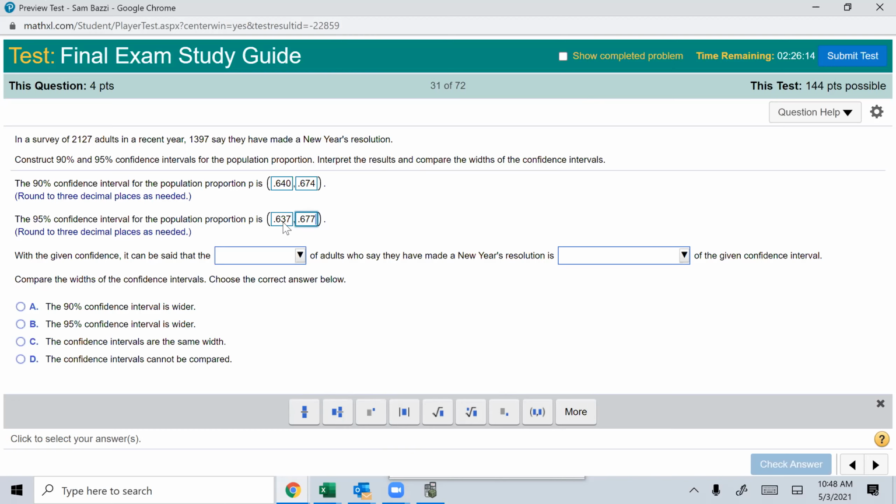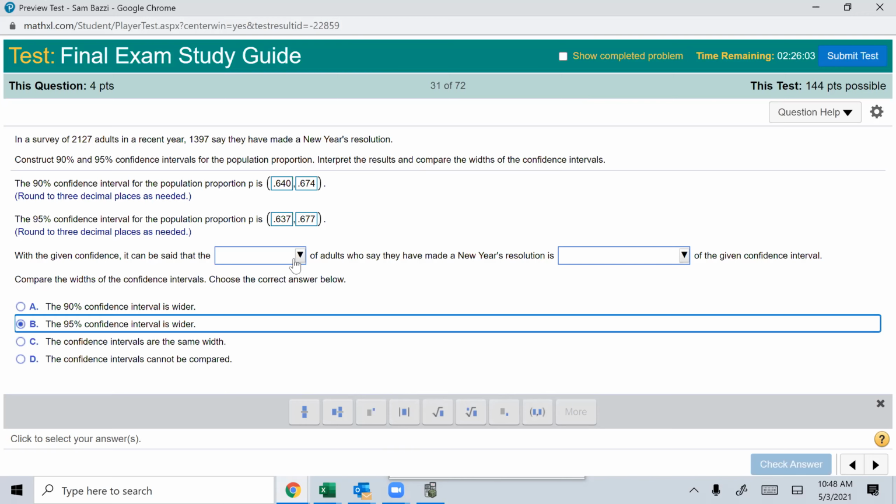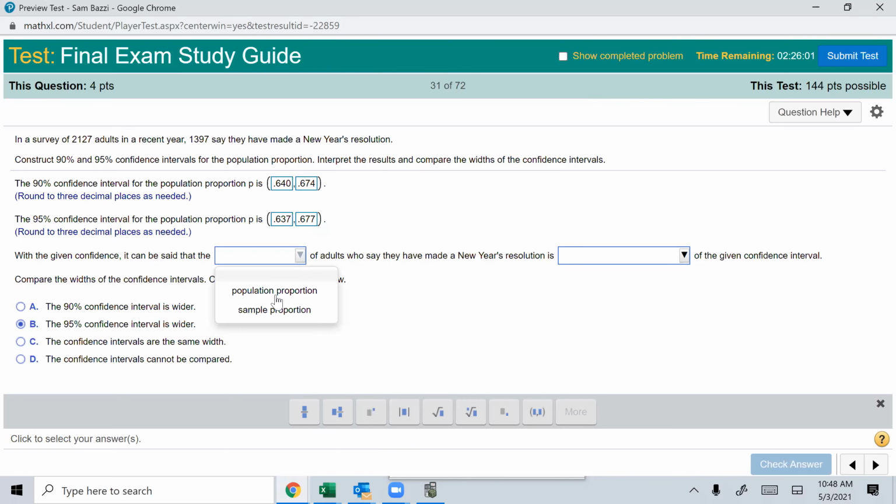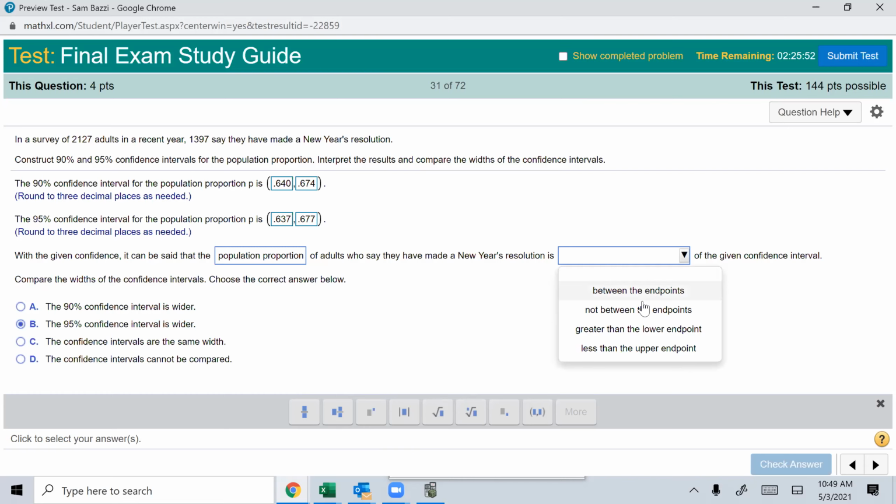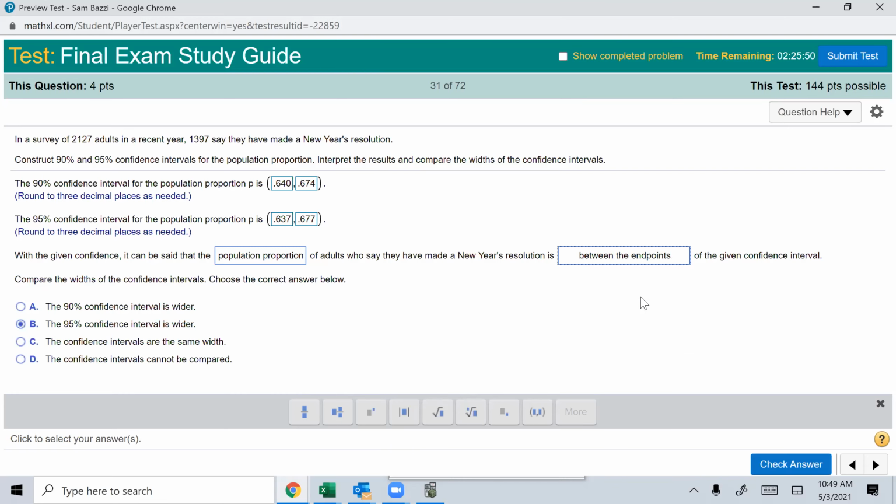You notice the lower bound is lower than the first one and the upper is larger than the first one. So the 95% interval is wider, definitely. It can be said that the population proportion of adults who say that they made a New Year's resolution is between the endpoints of the given interval.